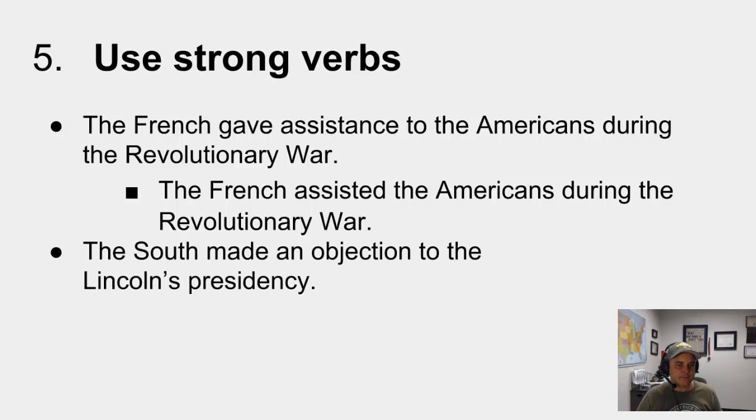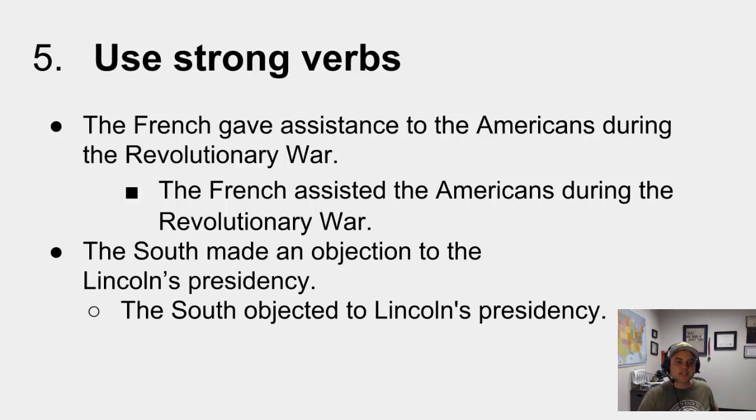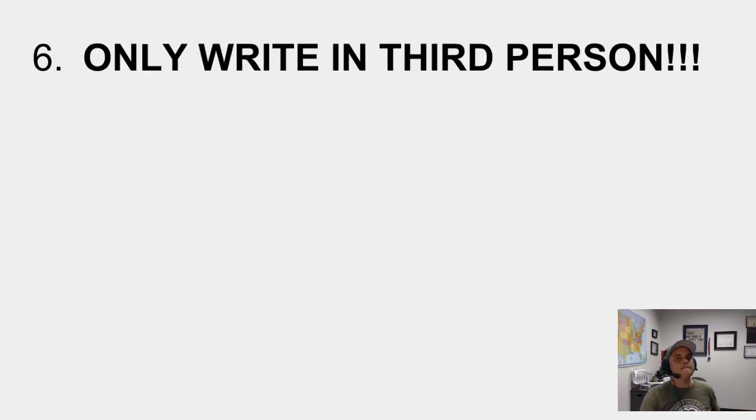Easy cleanup. The South made an objection to Lincoln's presidency. It's a very clumsy sentence. It's kind of easy to see how that's a clumsy sentence, but with that said, I see sentences like this all the time in student writing. Very easy to clean this one up. See if you can do it. Push pause for a second. Excellent. Does your sentence look like this? The South objected to Lincoln's presidency. See? Easy.